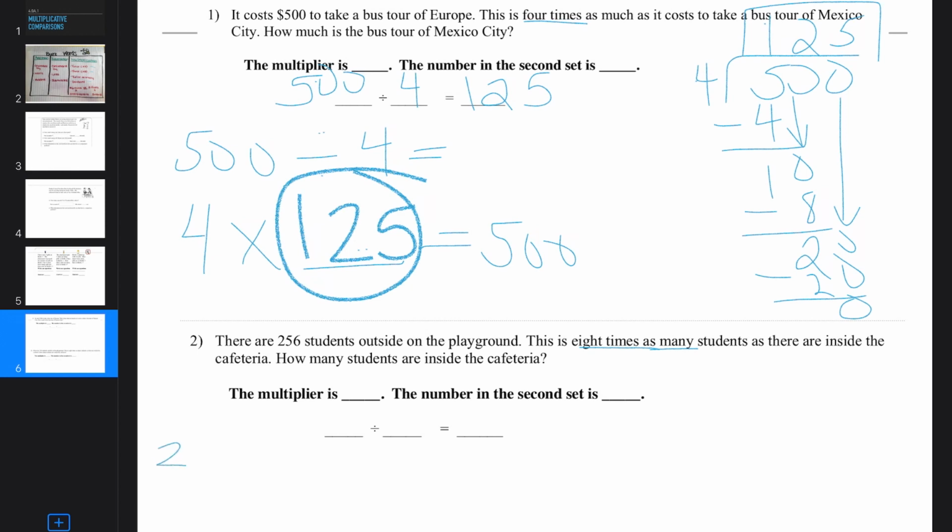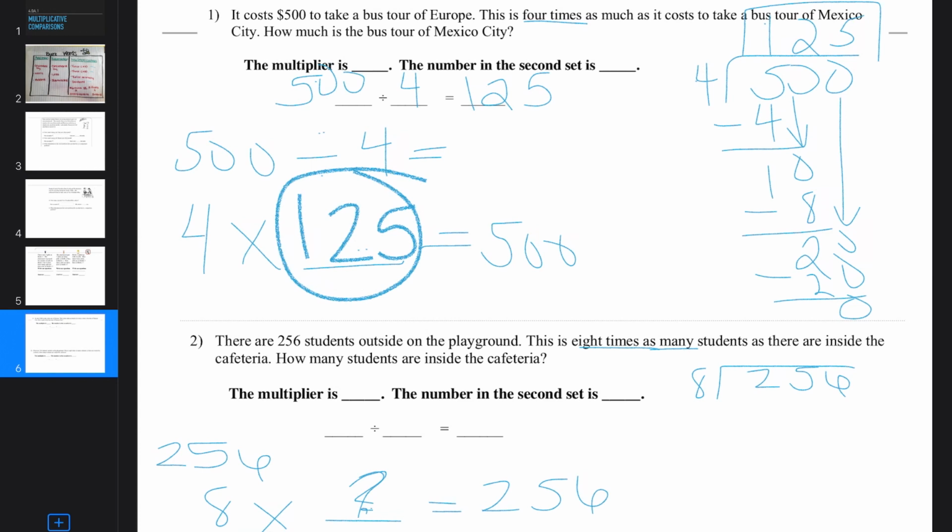Well, I have 256 students altogether, and they're telling me that this is 8 times as many students as there are in the cafeteria. So I know that I'm going to be multiplying 8 by a special number. I don't know what that number is just yet. So I'm going to do the opposite of multiplication, and I'm going to actually divide using long division again. I'm dividing 256 by 8.